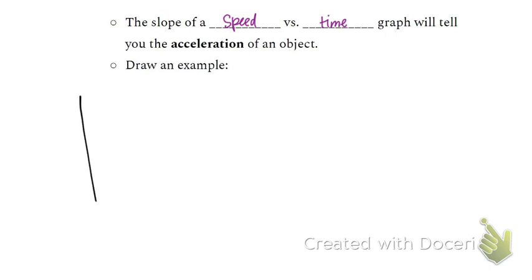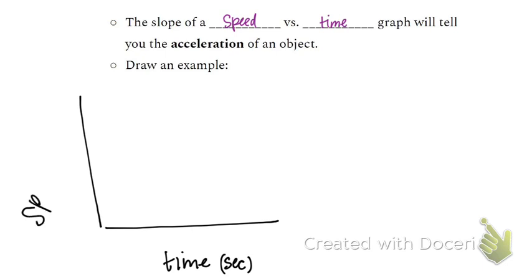So same thing, we're going to draw a speed versus time graph. Time is still your independent variable, so it goes on the bottom. Now our speed is the y. It's going to be meters per second. We're going to change this one up. We're going to do by 5s.